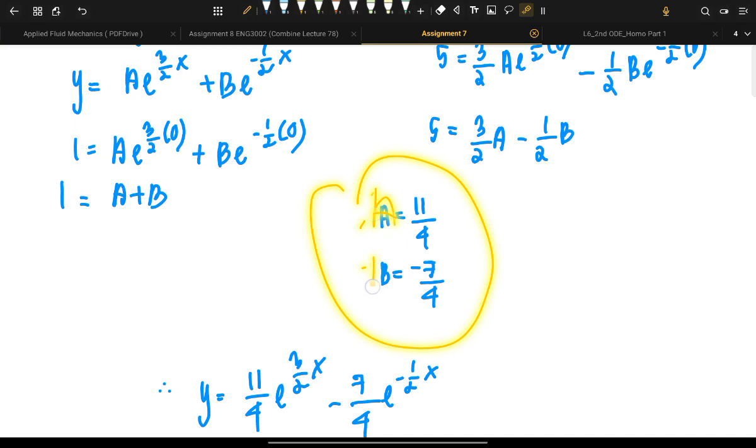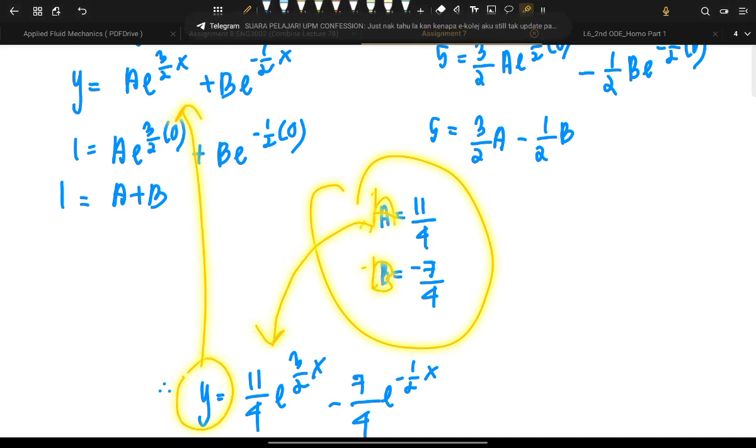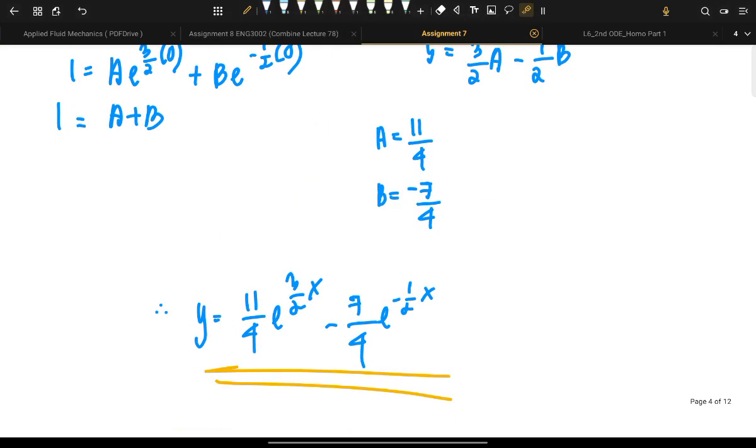When you get a and b, you plug them into the general formula for y, and you get the answer: 11 over 4 e to the power of 3 over 2 x minus 7 over 4 e to the power of negative 1 over 2 x. So that's the answer here.